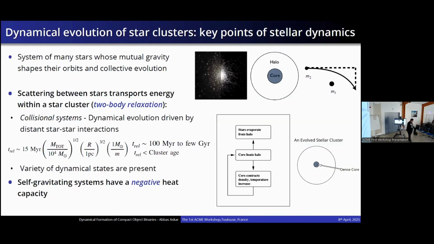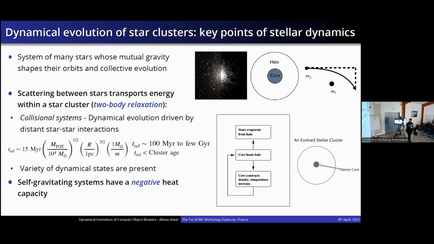So, a quick primer on the dynamical evolution of star clusters. In these star clusters, you have many stars, and their mutual gravity determines how their orbits evolve and how the system evolves as a collective. Essentially, stars undergo encounters which nudge their orbits and change them over time. This process is known as two-body relaxation, and it is what drives the dynamical evolution of star clusters.